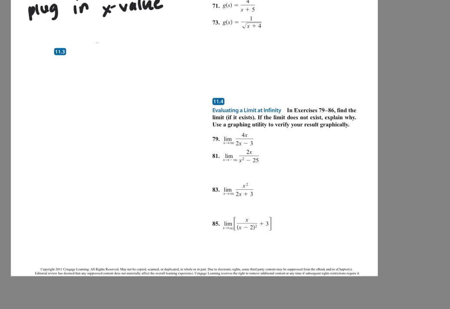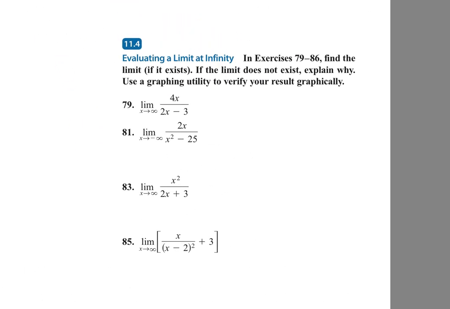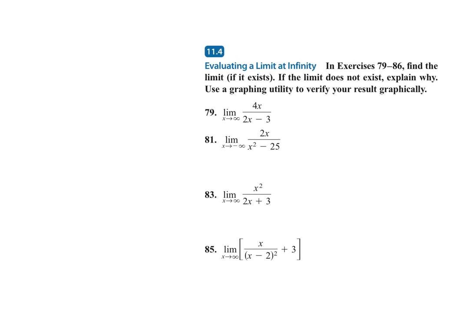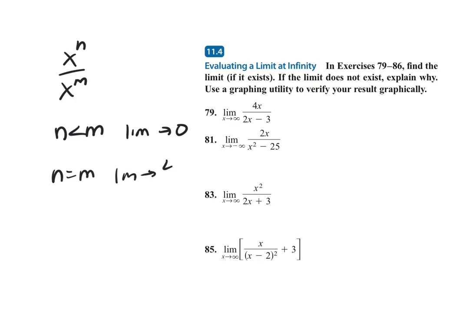All right, then evaluating it at infinity. So this is following the rules of our horizontal asymptotes. If it has n in the top and m in the bottom as the highest exponent: if n is less than m, then the limit is 0. If n is equal to m, then the limit is the leading coefficient of the numerator over the leading coefficient of the denominator. And if n is greater than m, then the limit does not exist.